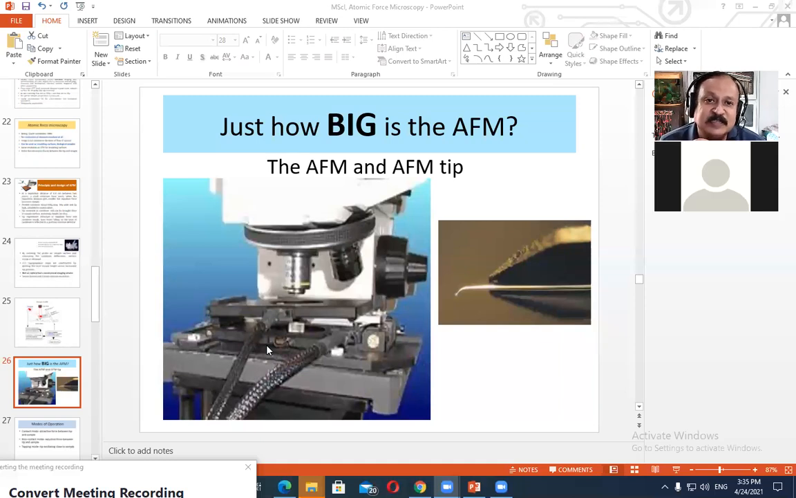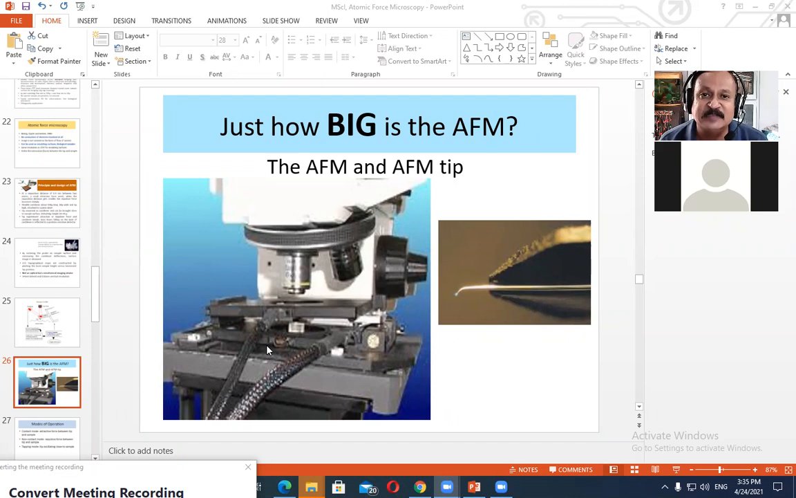The detector will see how the probe is moving along the surface, and the information from that movement will be used to construct the image of the surface, and therefore we get something like a three-dimensional image of the surface.